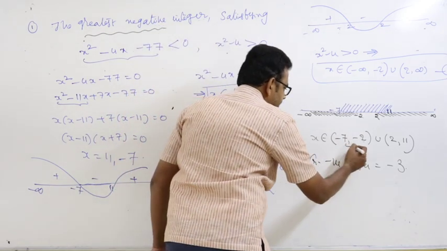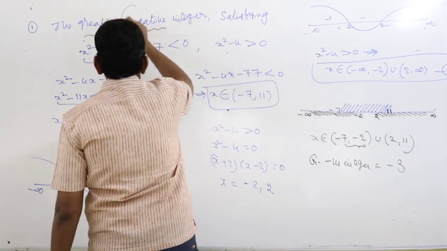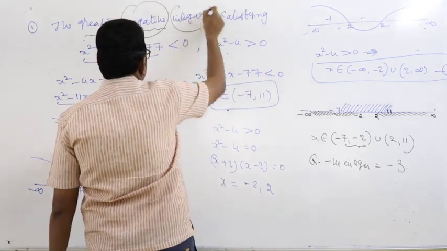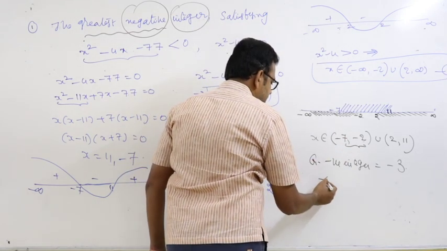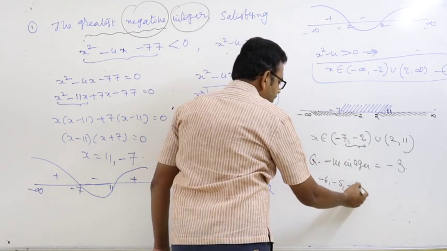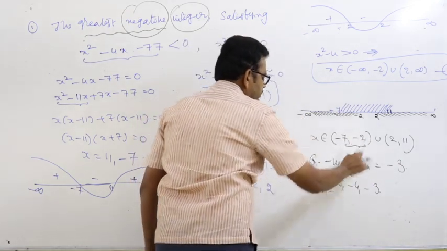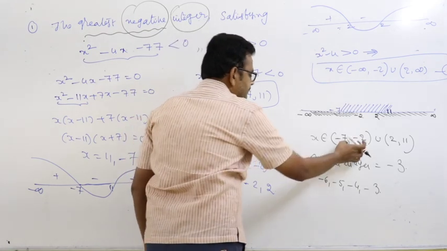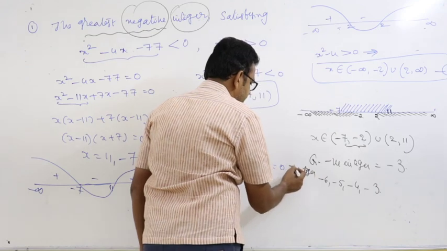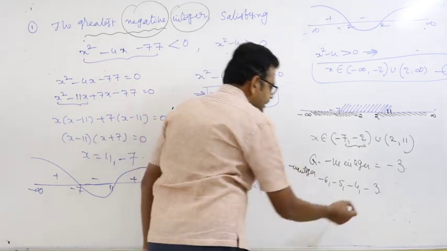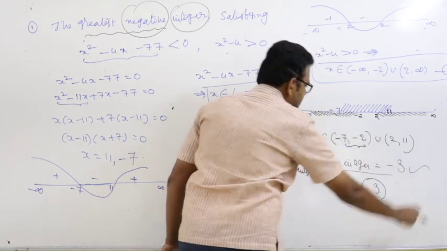The integers between these. See, please try to understand. Negative integers in between the negative numbers are minus 6, minus 5, minus 4, minus 3, excluding the endpoints, because this is an open interval. In between integers, the negative integers are these ones. The greatest one is what? Minus 3. So the greatest negative integer is minus 3.